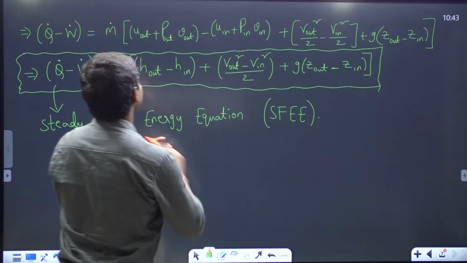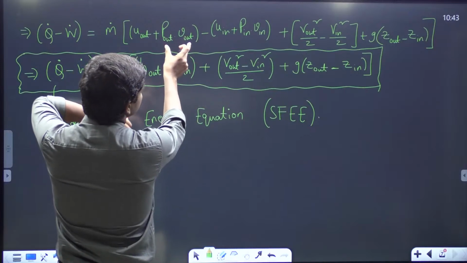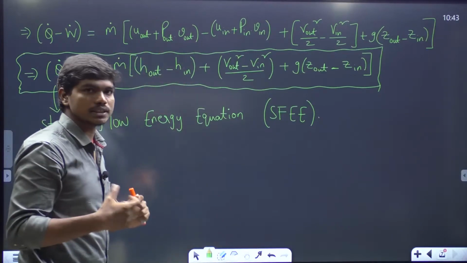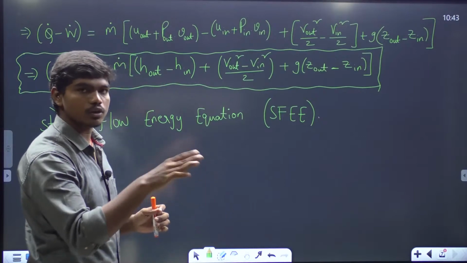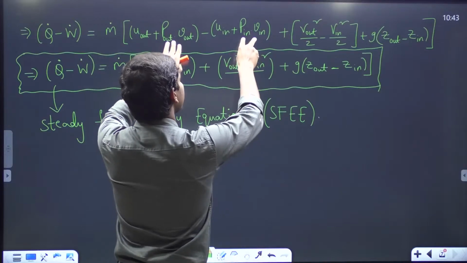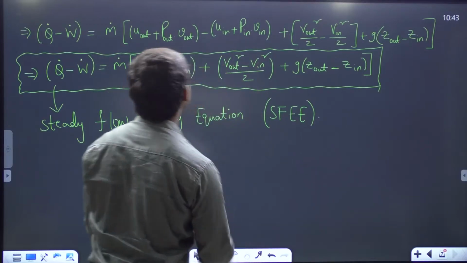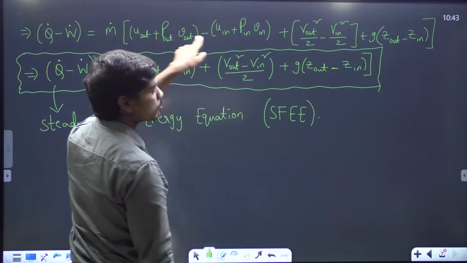Next, in this term U out plus P out V out, this P out V out is the term corresponding to the flow work of the system. And flow work is the work done by the fluid to maintain its own flow. But in a closed system, if there is no flow of the fluid, then the flow works at inlet and outlet are also absent. Then how does this equation look? Q dot minus W dot is equal to m dot into U out minus U in.